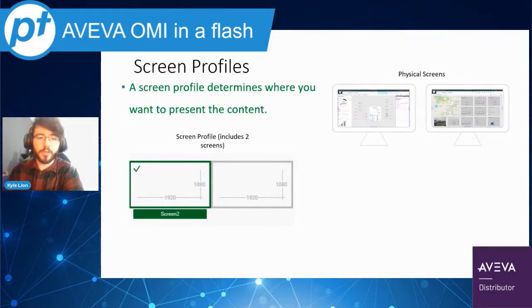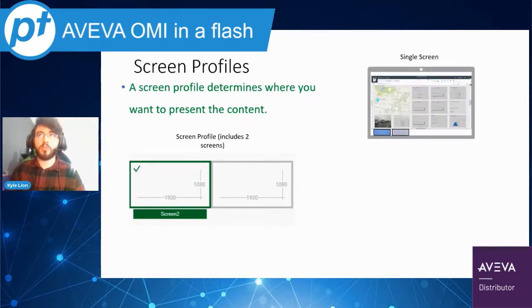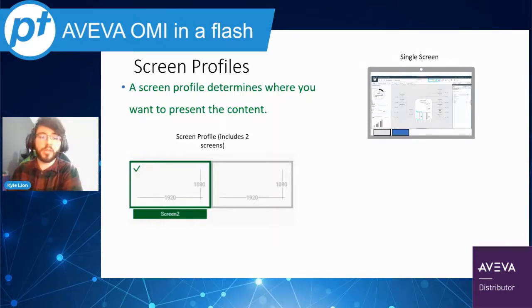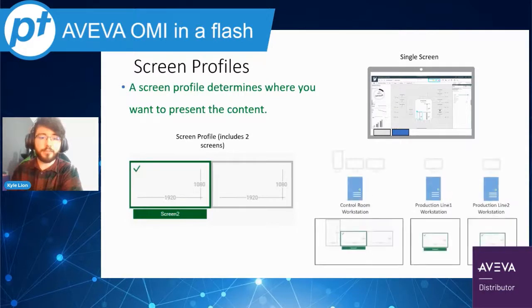So the first component is a screen profile. And a screen profile determines where you want to present the content. So in this example here, you can see that there's two screens present. And then if we play this animation, you can see that it fits a single screen as well. Essentially what you're doing is you're mapping out your screen real estate.